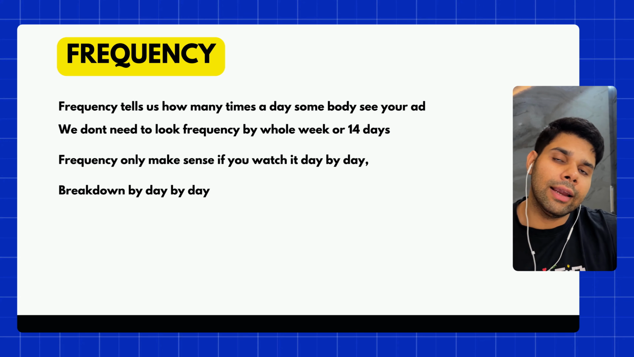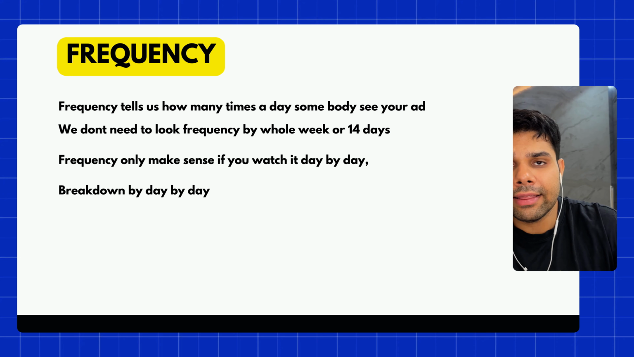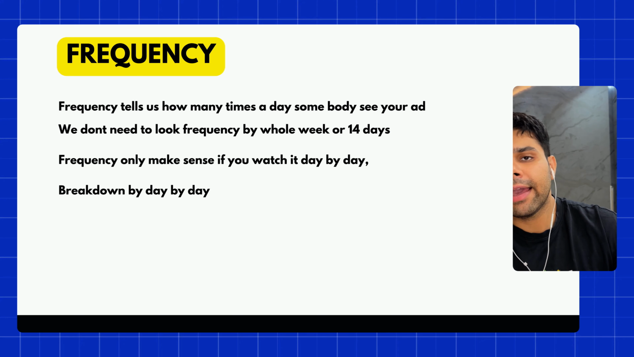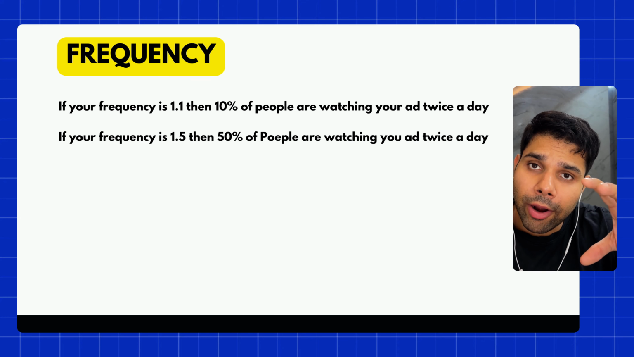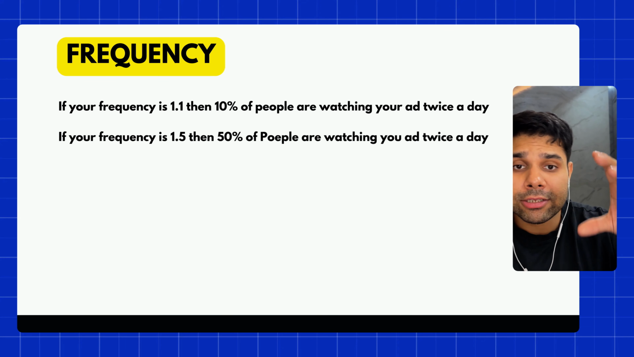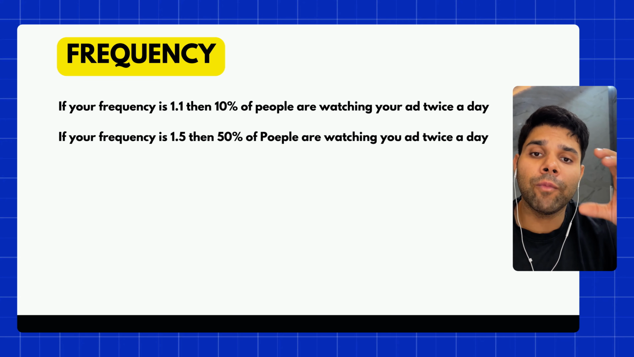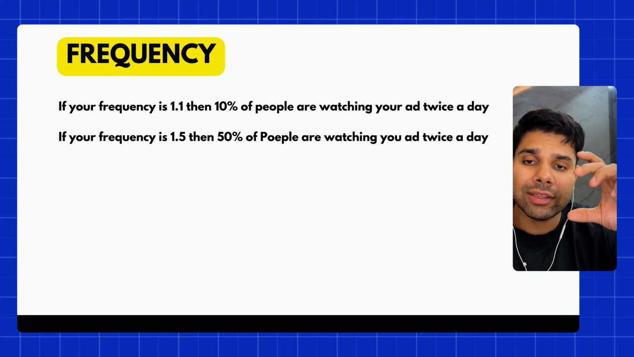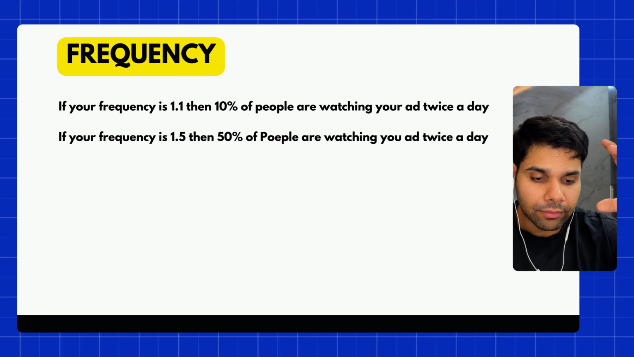You will see whether it is reaching out to new audiences or repeating. If you see a 7-day average of the frequency of 1.5 or 1.8, it won't make any sense. Start seeing it by day. If your frequency is 1.1, that means 10% of the people are watching your ad twice a day. If your frequency is 1.5, then 50% of the people are watching your ad twice a day, right?